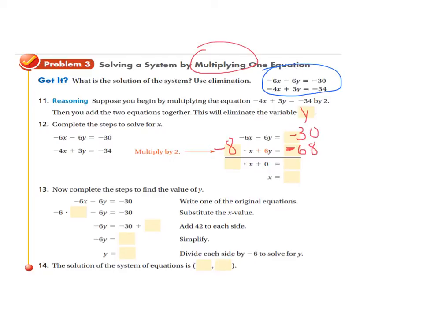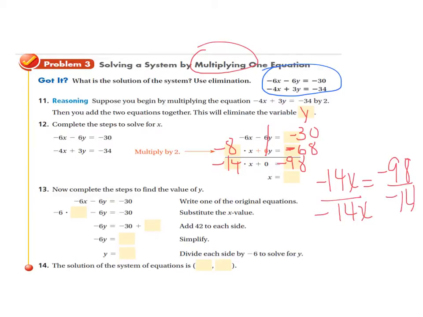So now we're going to add our two equations together. Our 6y's are going to cancel out, and we're going to be left with negative 14x equals negative 98. We're going to divide by negative 14, and when we divide by negative 14, this gives me x equals 7.